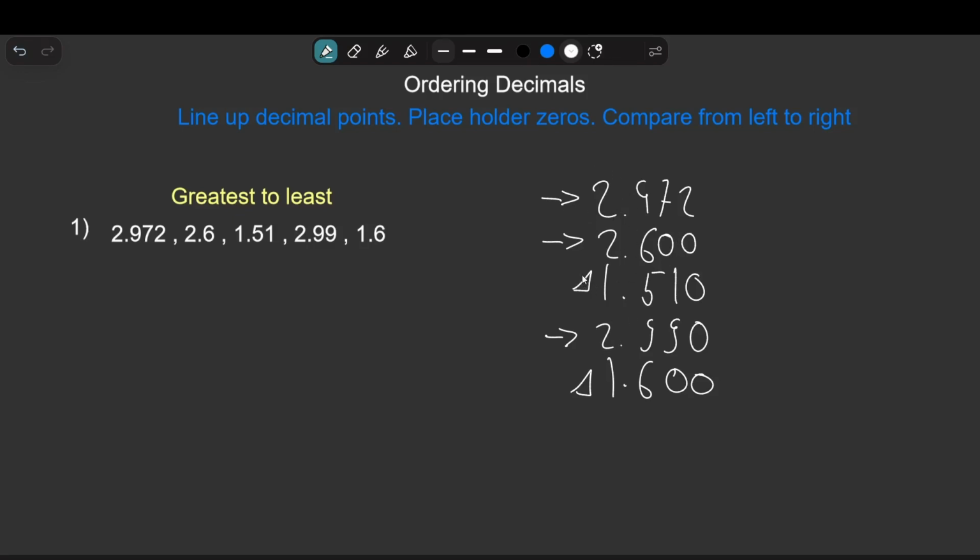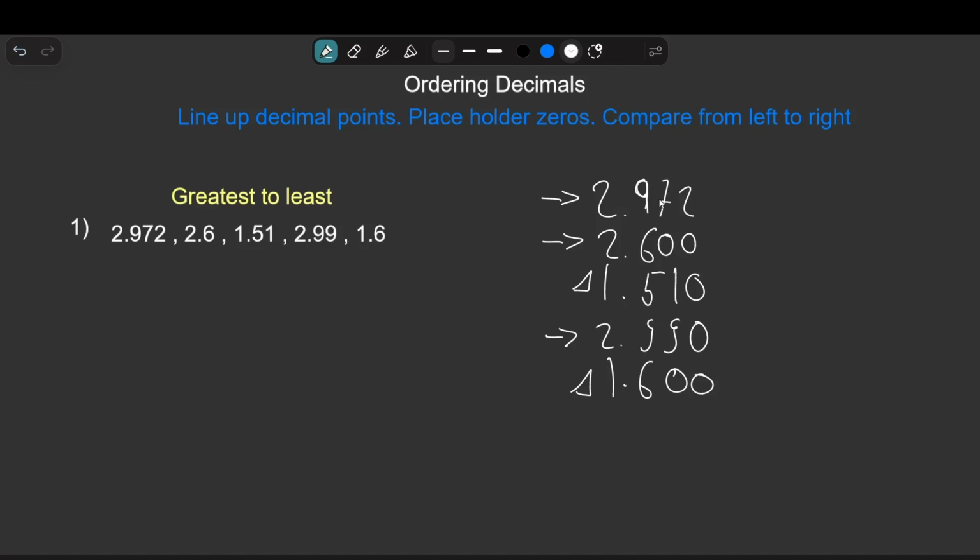And now we're just going to compare from left to right. So let's start by comparing the first one and the fourth one, because as you can see, they both have a 2 and then a 9. So these two you can compare pretty easy together. So let's start. They both have a 2. You can see the decimals lined up. Then on to the next number, 9. This one also has a 9.